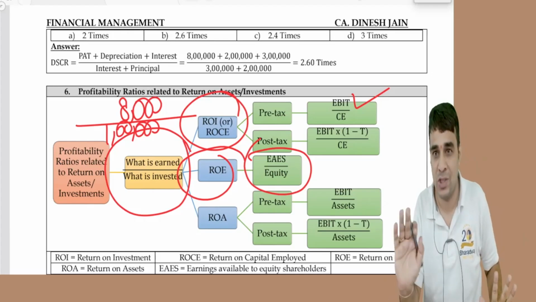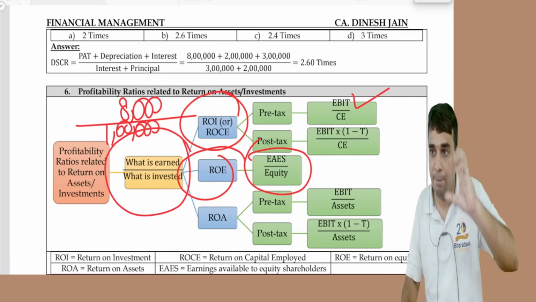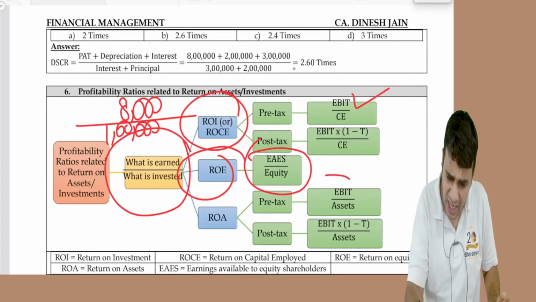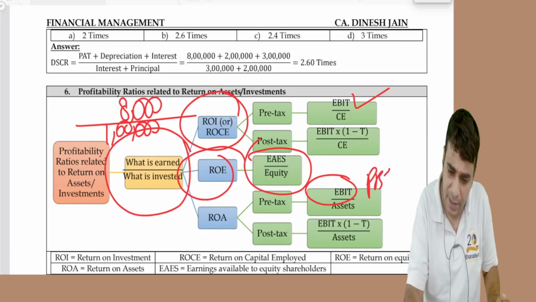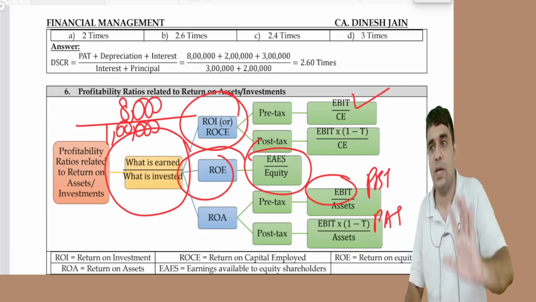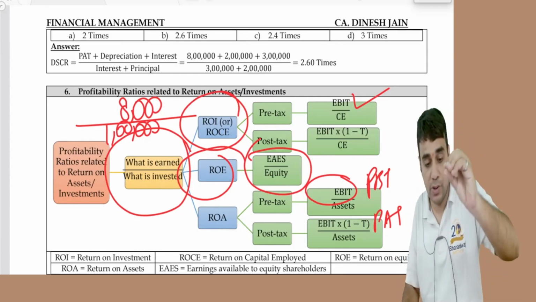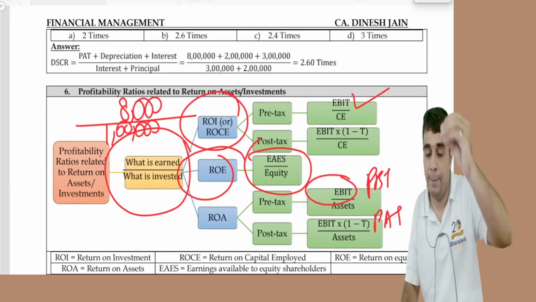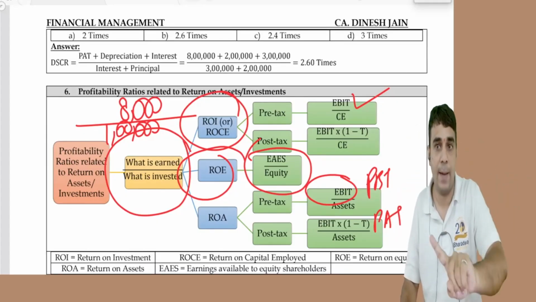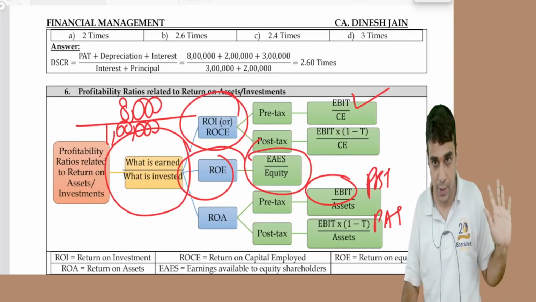No pre-tax, post-tax logic there. ROA: EBIT or EBIT into 1 minus tax divided by asset. Earlier I used to say PBT and PAT, but ICAI has made it very clear that you have to use EBIT and EBIT into 1 minus tax. For ROI or ROC, EBIT into 1 minus tax, denominator capital employed. We understood the difference between capital employed and total asset some time back. Any doubts on this?